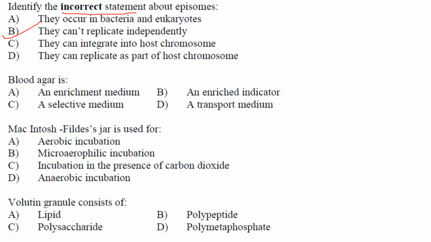Answer is option A. Sorry, it is an enriched indicator, not a medium. It is an enriched indicator. Answer is option B. Then McIntosh and Fildes jar is used for anaerobic incubation. Answer is option D. Volutin granule consists of polymetaphosphate. They are found in bacteria.